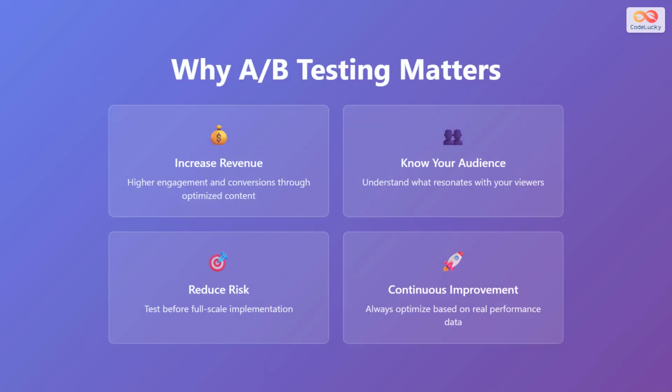A/B testing matters because it removes guessing from your content strategy. Instead of wondering if your thumbnail would perform better in a different color, you test it. Instead of hoping your headline works, you compare two headlines. The data tells you exactly what your audience prefers. This leads to higher click-through rates, more engagement, better retention, and ultimately more growth. You're not relying on opinions or hunches anymore. You're making decisions based on real numbers from real people.